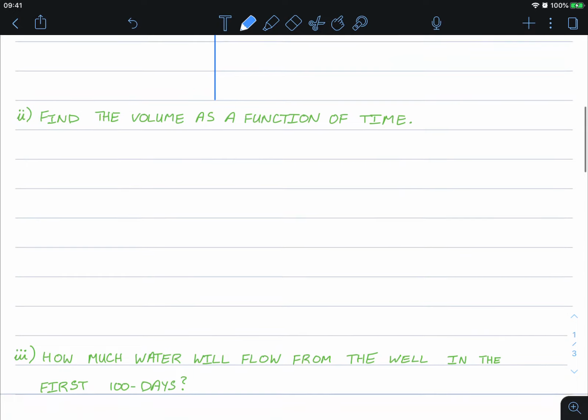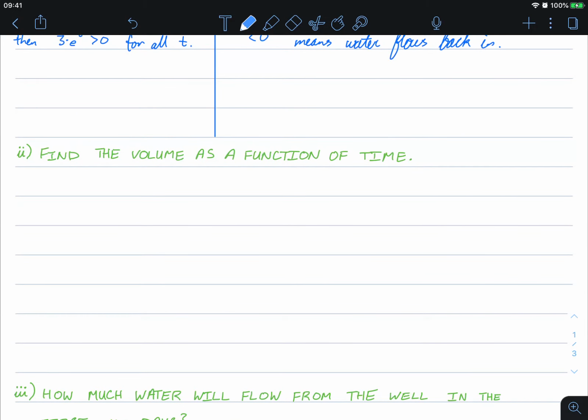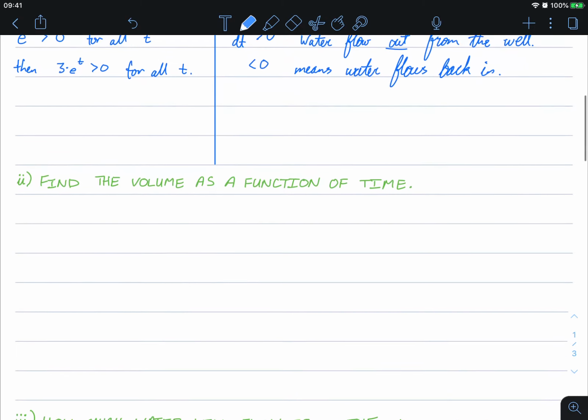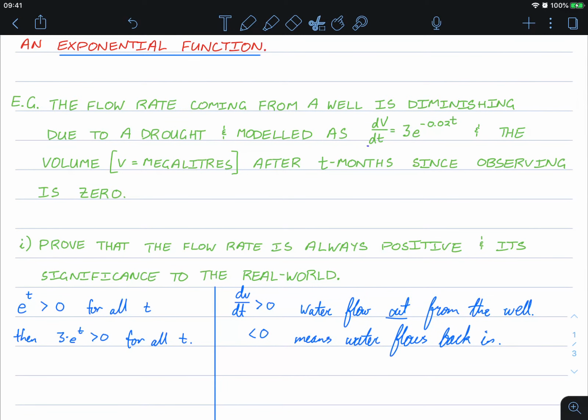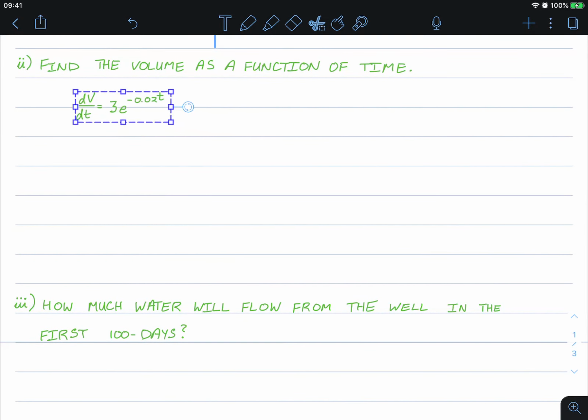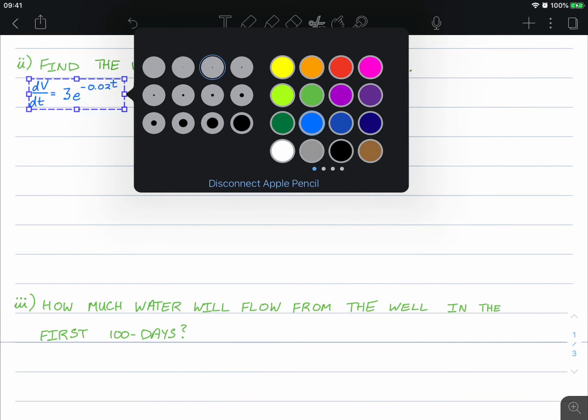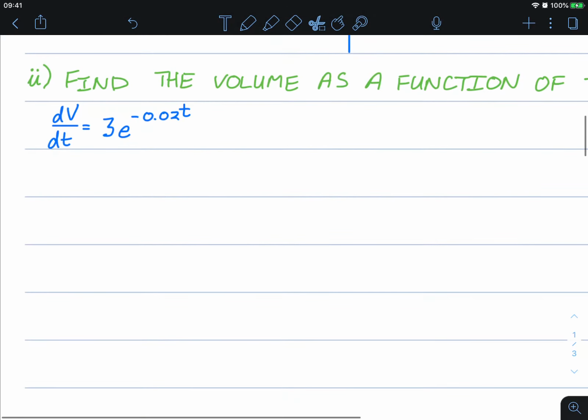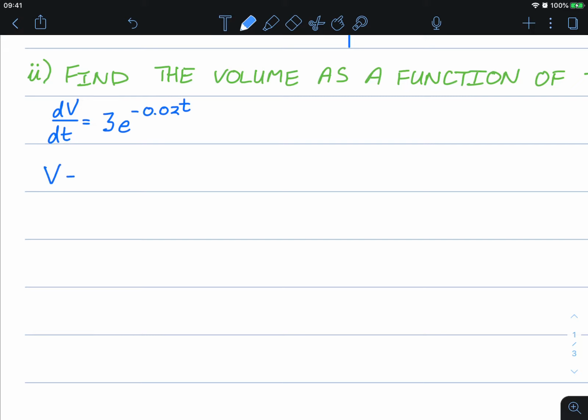So let's keep going. Find the volume of the well as a function of time. Since we have the rate here, so this is the rate of the flow, we can integrate this to find the volume V. It's going to be 3 times the same expression, e to the power of negative 0.02t, dividing by the coefficient of t, so it's going to be 1 over negative 0.02.